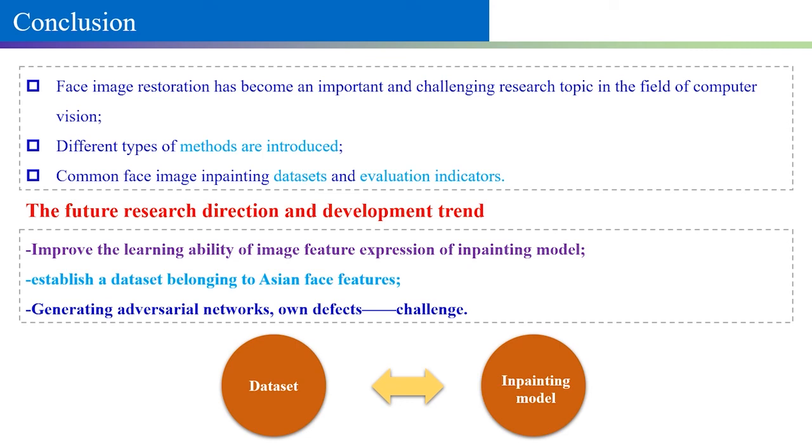We make the following prospects for its future research direction and development trend. First, improving the learning ability of image feature expression of the inpainting model. Secondly, we need to build a dataset of each facial feature. Finally, generative adversarial networks play a key role in image generation. However, at present, generative adversarial networks still have their own defects, such as mode collapse and unstable training. How to solve these problems will also become a challenge in image inpainting research.